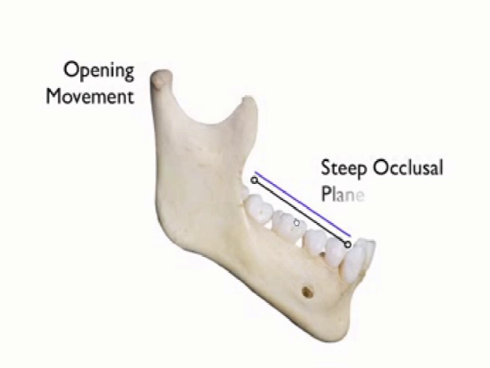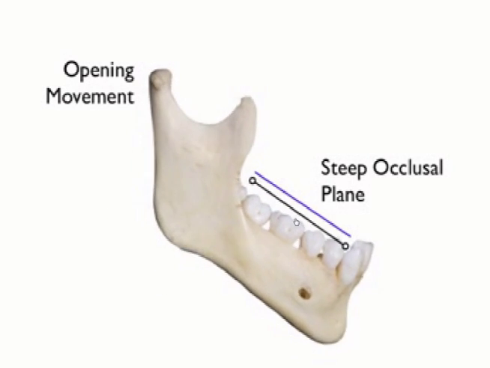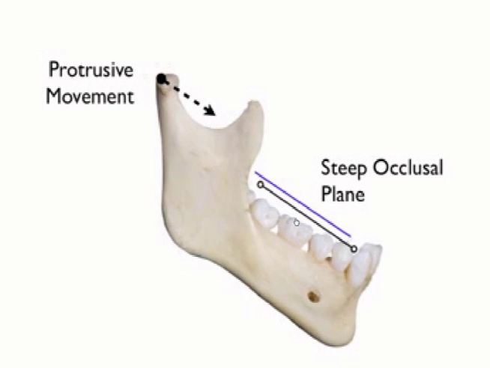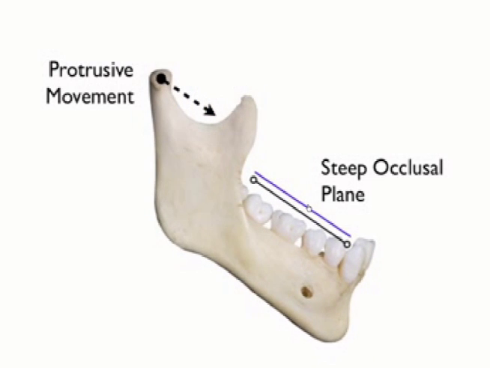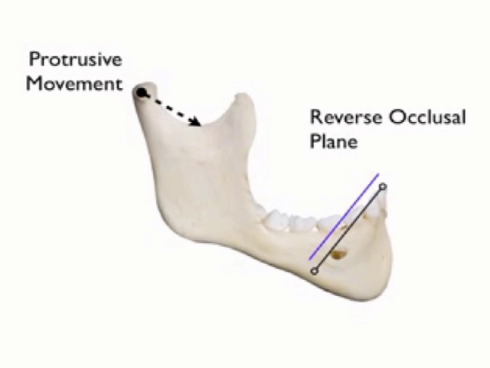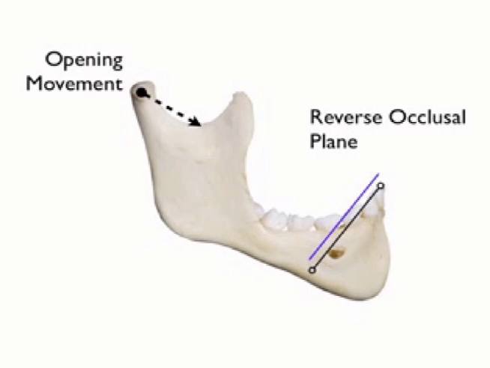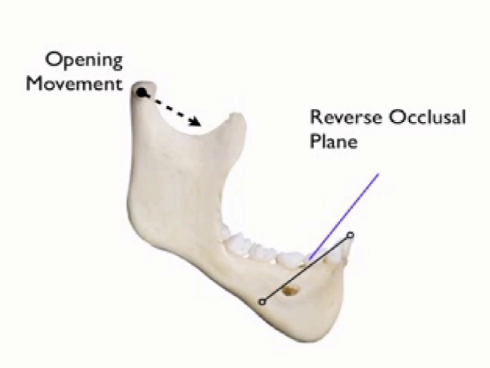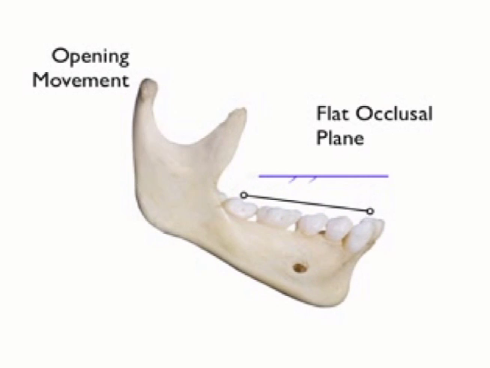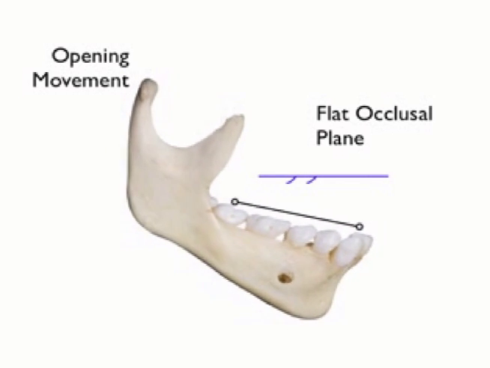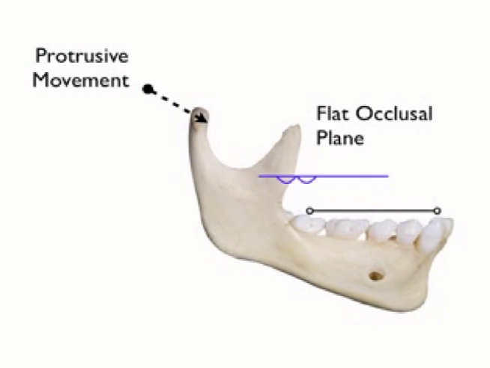And if we have a steep plane of occlusion, I'd expect to see excellent disclusion in opening movement, but I'd expect to see poor disclusion in a protrusive movement because the steep occlusal plane is nearly the same as the angulation of the protrusive pathway. If we take the extreme opposite, a reverse occlusal plane, I expect to see excellent disclusion in a protrusive movement, but now I'd see poor disclusion in an opening movement based on this axis of rotation. So we want to have a fairly level plane of occlusion so we can get disclusion in opening movement, which leads up to the mesial inclines of the upper teeth, as well as disclusion in a protrusive movement, which is the distal inclines of the upper teeth.